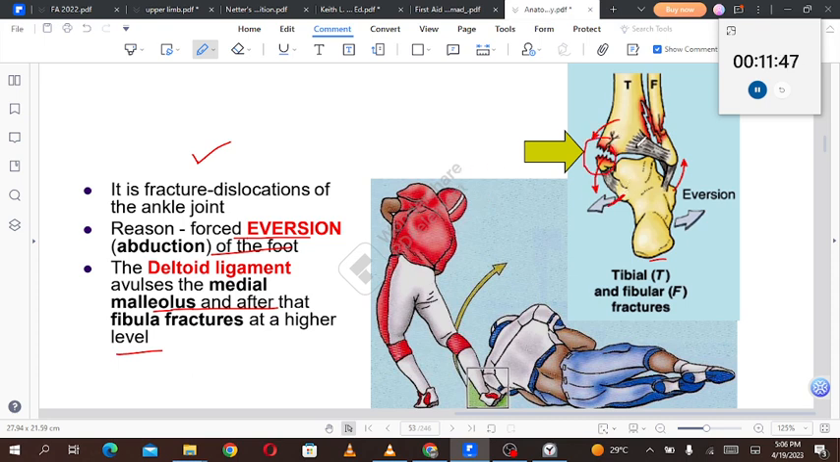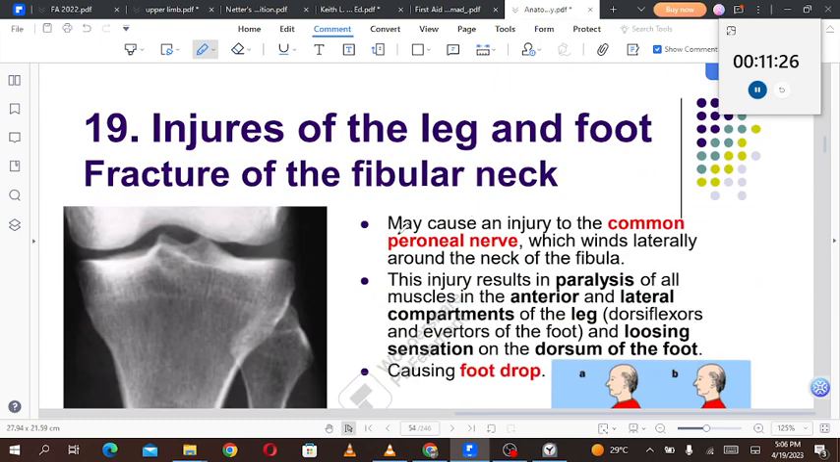So this will cause the medial malleolus of the tibia to be fractured, and the fibular fractures will be at a higher level, not at the level of the malleolus, but a bit higher. Here you can see these are the higher fractures. So initially there is damage at this point, and the secondary fractures are in the fibula, at a bit higher level.